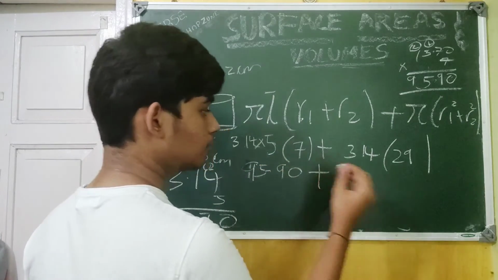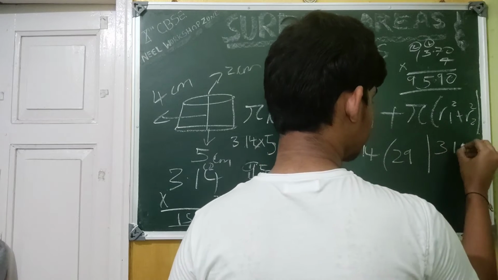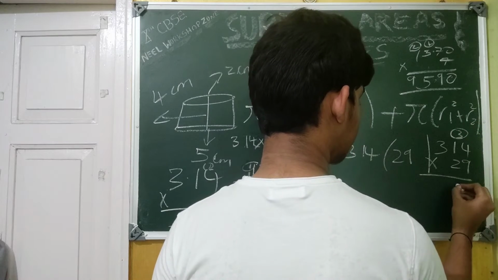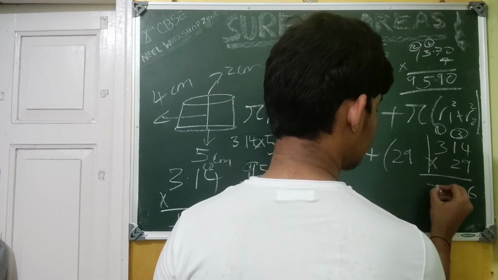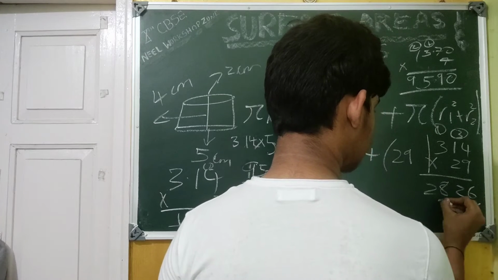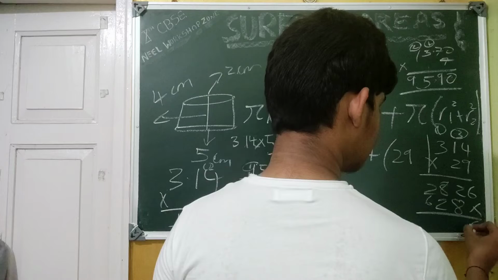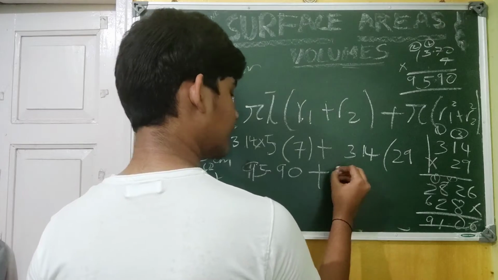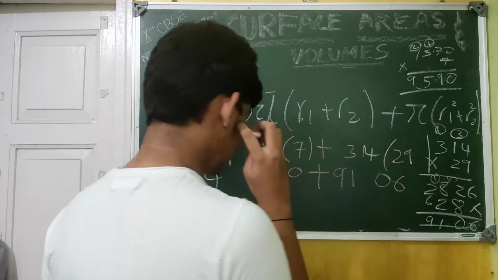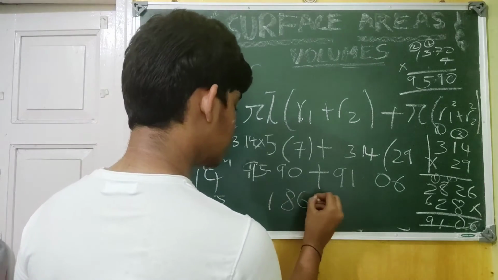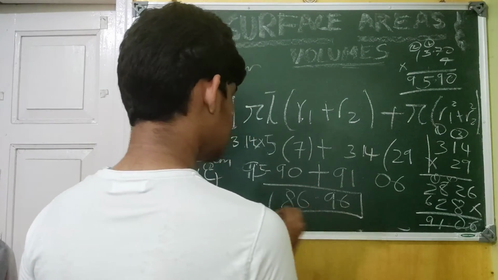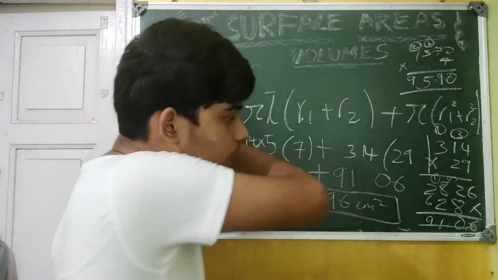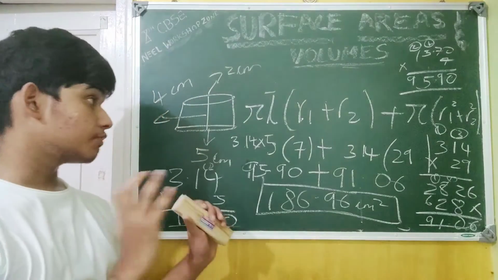Plus 3.14 into 29. So 3.14 into 29 is 91.06. So 109.90 plus 91.06 is 200.96 centimeter square. So this is the total surface area of a frustum.